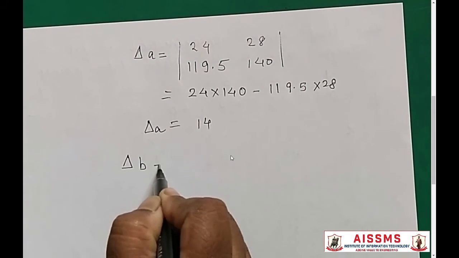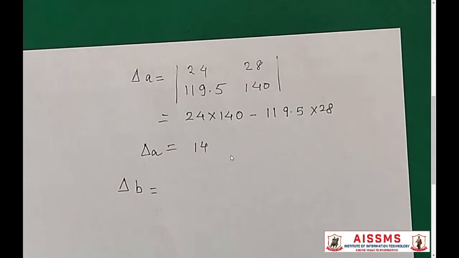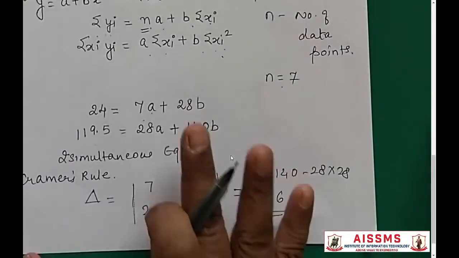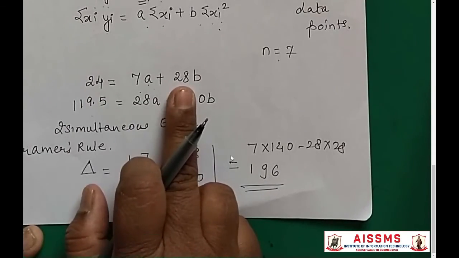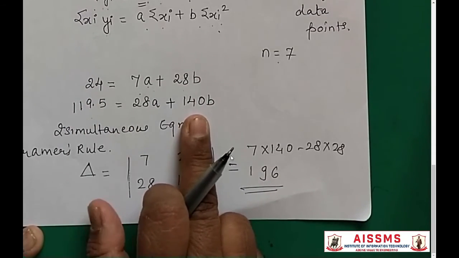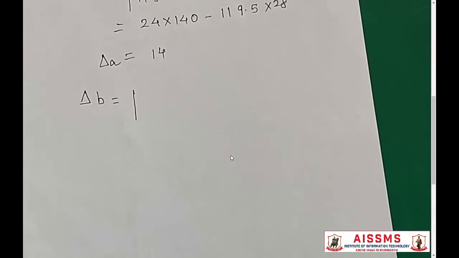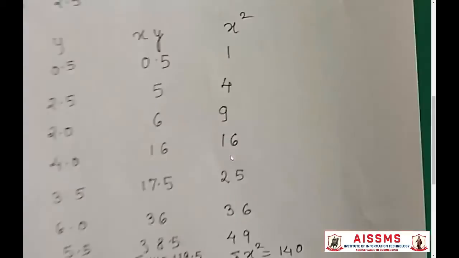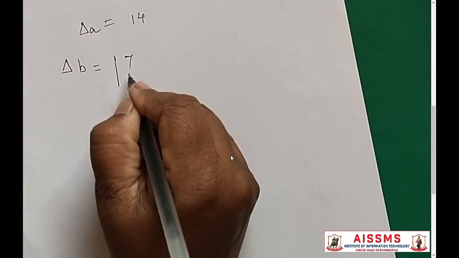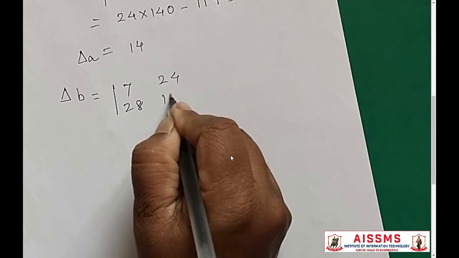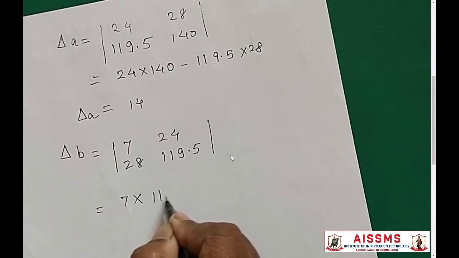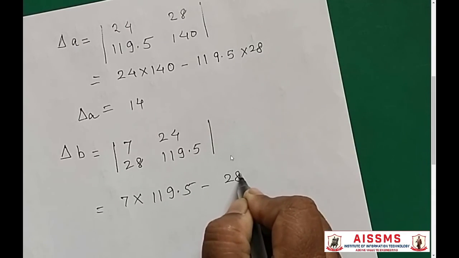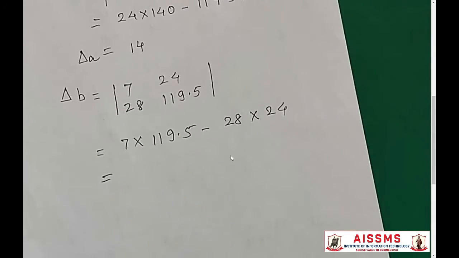Similarly, to find out delta B, you will remove 28 and 140 and put the values 24 and 119.5. So your determinant becomes 7, 28, 24, 119.5. So your value is 7 into 119.5 minus 28 into 24, which comes out to be 164.5.